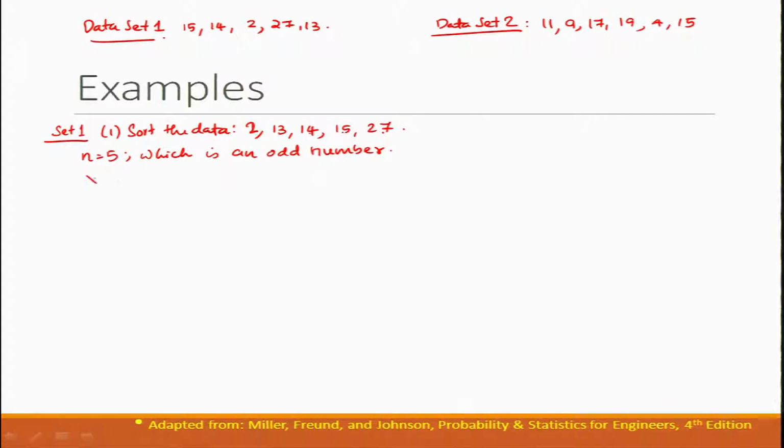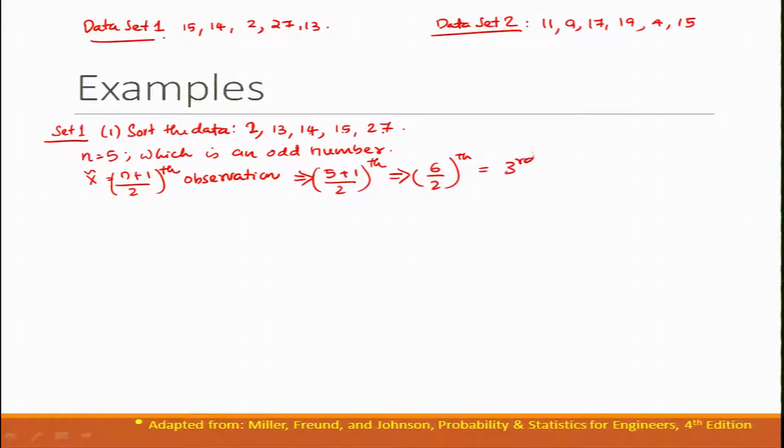So, the rule is x tilde is the (n plus 1) by 2th observation, which implies (5 plus 1) by 2th, which implies 6 by 2th, which implies the third observation. So which is the third observation? In the sorted order, 1, 2, 3, 14 is the third observation. This implies x tilde, the median, is 14.